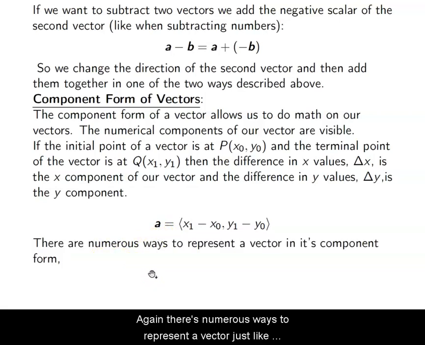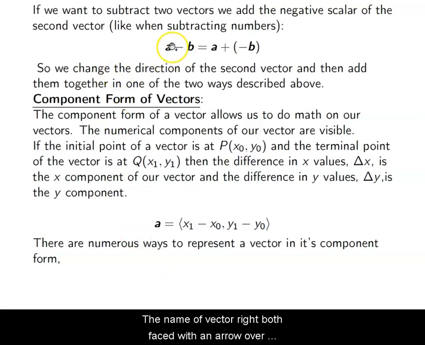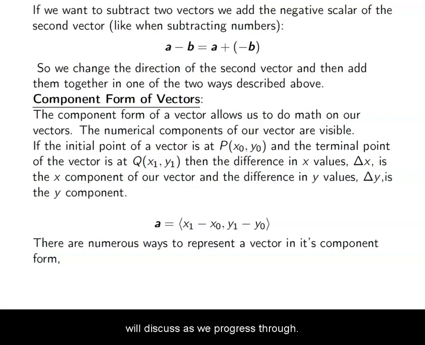Again, there's numerous ways to represent a vector, just like we had different notations for the name of a vector: boldfaced A, A with an arrow over it, A with a dot over it, things of that nature. I can represent the component forms in multiple ways as well. In fact, off the top of my head, I think we got about 3 standard ways. I'll discuss 2 right now, and the other one we'll discuss as we progress through our discussion of vectors.